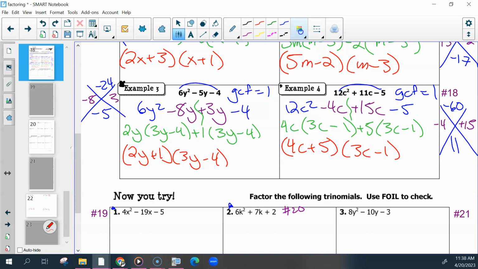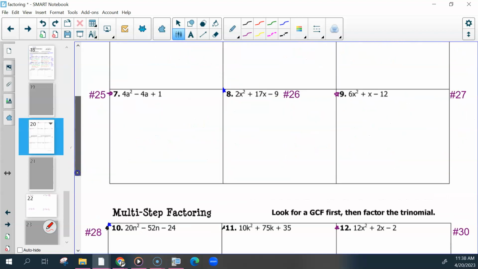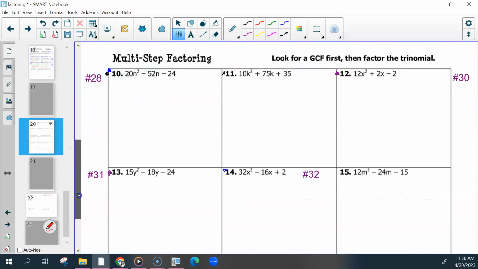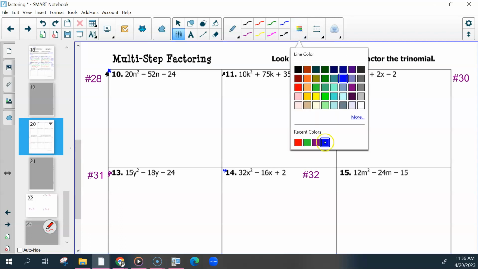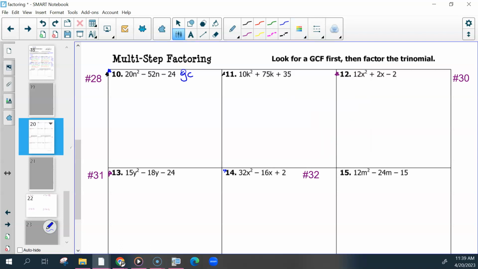We're going to move on to some examples with GCF. We're going to do 1, 2 different ways, and then one more, and then one other thing that we have to talk about. So on the back of this, in this bottom section, we're going to start with number 10. So look and see, does this have a GCF, and if so, what is it?